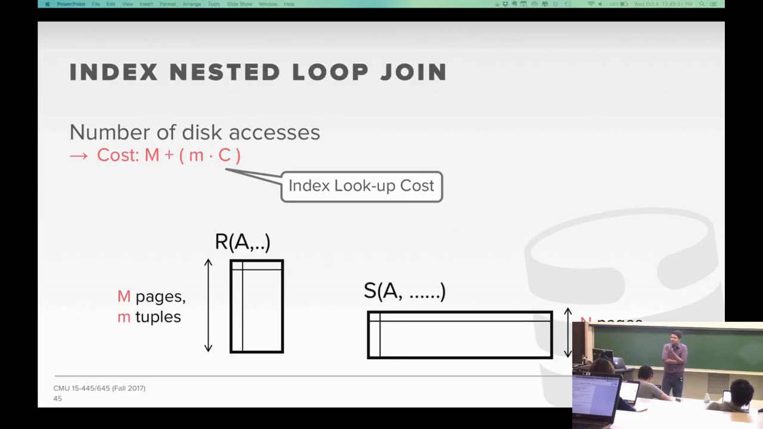So index nested loop join is often used when you already have an index on the inner table on the join attributes. A good question.